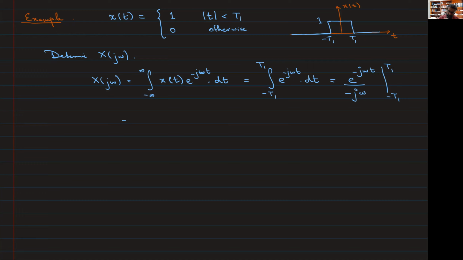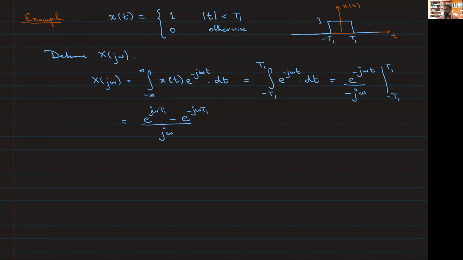What does this reduce to? This is e raised to power j omega t1 minus e raised to power minus j omega t1 divided by j omega. So I have skipped a step. I've just incorporated the minus sign inside the numerator. The minus sign in the denominator, I've incorporated that into the numerator, right?